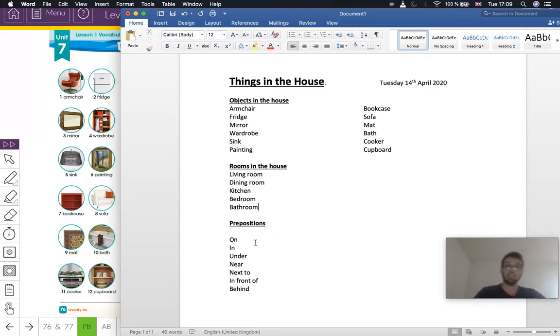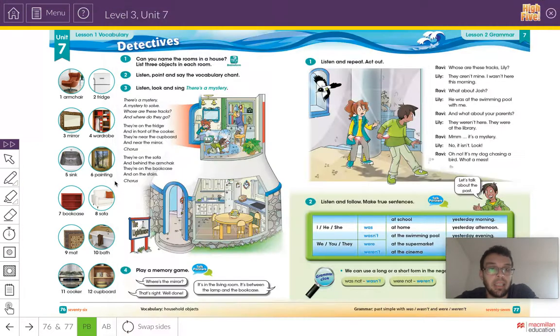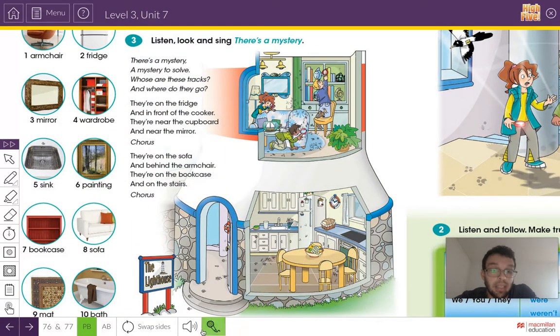Let's remind ourselves of the prepositions. Write the prepositions in your book as well. On, in, under, near, next to, in front of, and behind. Have you copied everything? Very good. When you've finished all of this, we can continue back in the pupils book. Now we've got a little song to sing. Let's listen and sing the song.